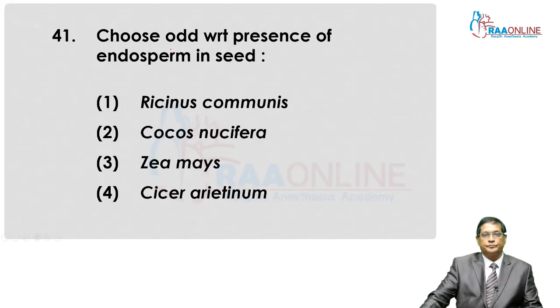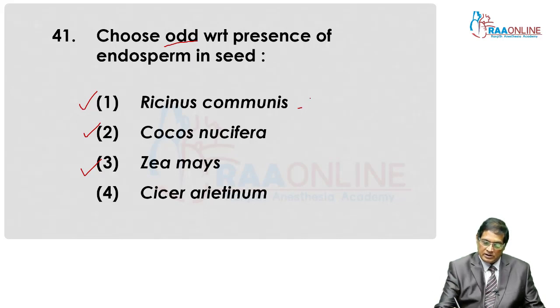Now 41. Presence of endosperm in seed, and the question asks which is odd, that is, non-endospermic seed. Ricinus communis is endospermic seed. Cocos nucifera is endospermic seed. Zea mays is endospermic seed. Ricinus communis is actually castor seed and it has oily endosperm. Cocos nucifera is coconut and it has oily endosperm at maturity.